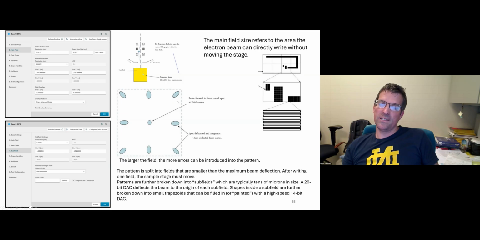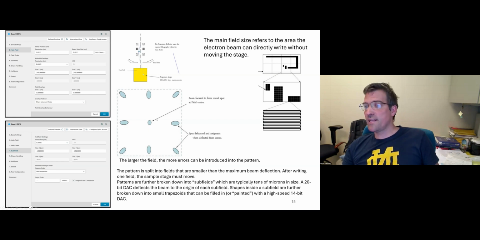So consider a feature where one part is in one field and the other part of the pattern is in another field, and the stage physically moves between the two. If there is some error in the stage movement, then instead of having a single line, it can have a break. So usually what you want to set up, and I'll show some examples, is to put your non-critical sizes in different fields, and whatever is a critical size, try to keep it in one field.